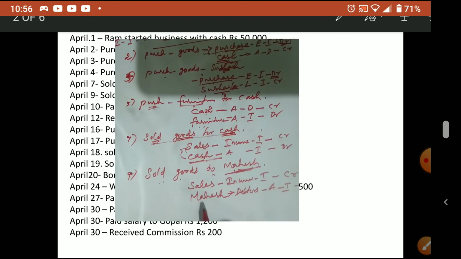So this way. So now who is debit? Mahesh is debit, sales credit. Mahesh account debtor to sales. Okay. Now next one, paid cash to Subhash.